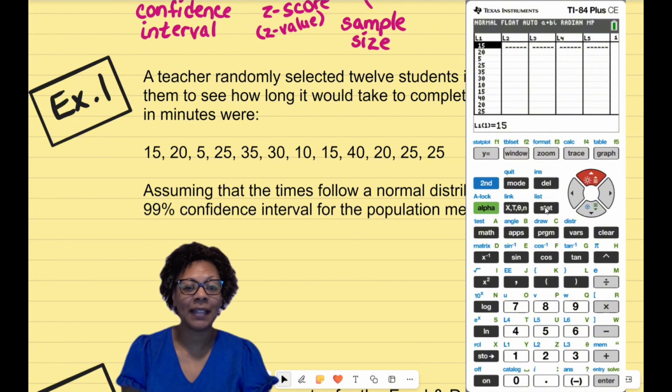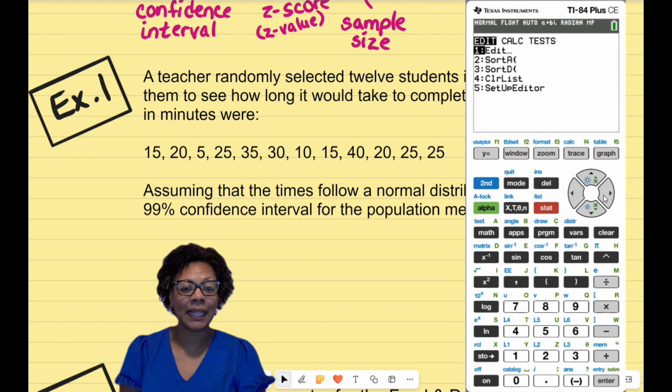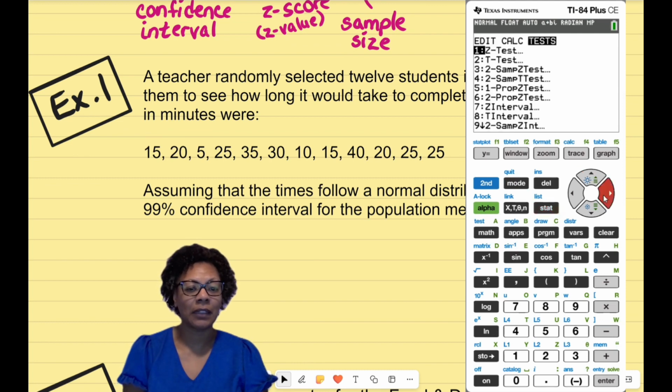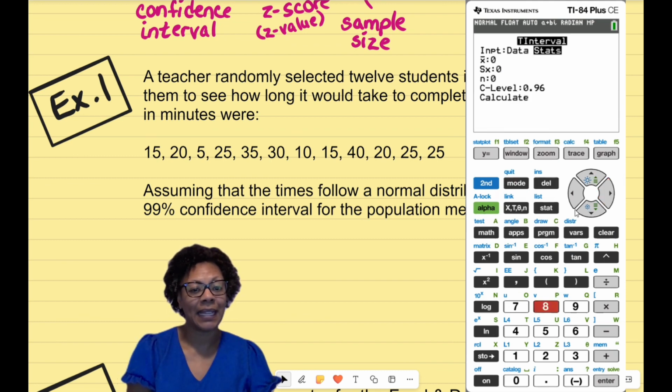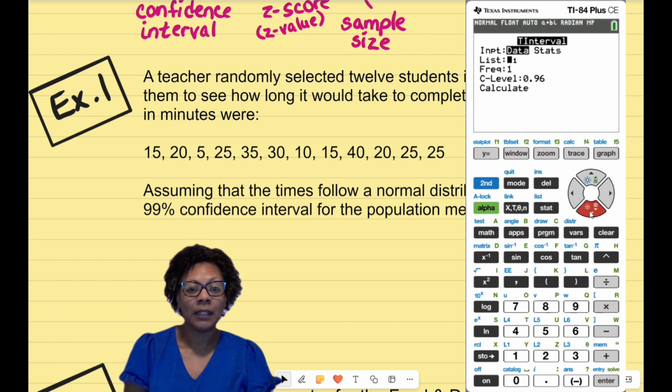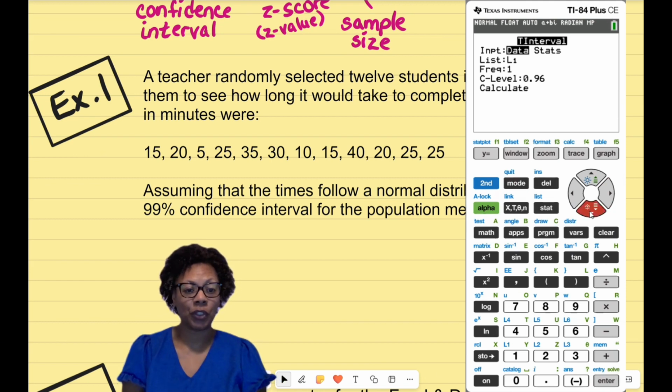Now go to Stat and arrow over to Test. And since this is less than 30 for our sample size, we're going to go down to T interval, which is number 8. At that point, you want to highlight data because you just entered it. And now verify that you have the correct list. Go down to your C level, which is your confidence level, and that's 99%. So we want to enter it as a decimal, 0.99, and then calculate.